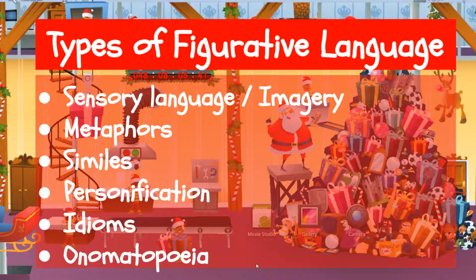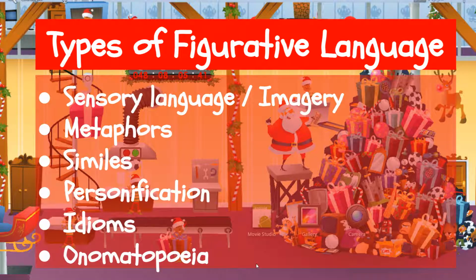There are 6 types of figurative language that we're going to be looking at today. There are more than 6 types in all, but we are going to be reviewing the 6 types we have covered so far. Those are sensory language, which is also called imagery. And you can remember that imagery is like things that you get an image of in your mind, a picture of. And seeing things and making a picture is one of your 5 senses.